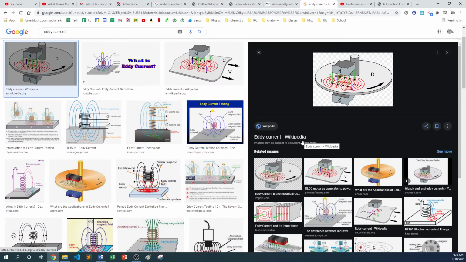I wish I had a metal disc that I could rotate and then go put a magnet next to it. One that isn't magnetic, like made out of copper or aluminum.